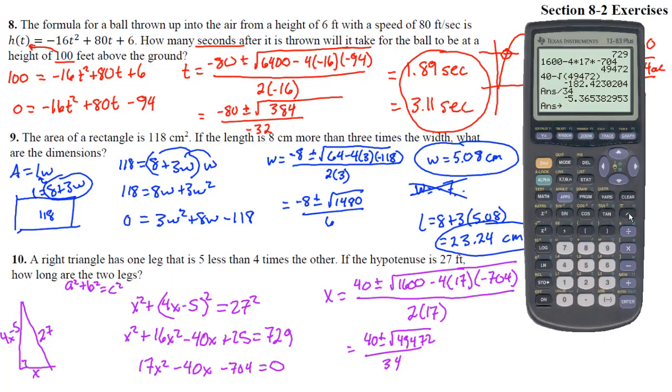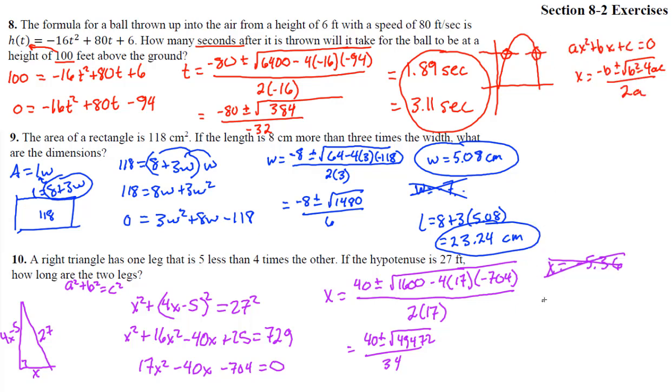Now let's do the real one. We have 40 plus the square root of 49,472. Enter, and then divide that by 34. And we end up with 7.718, so 7.72. X equals 7.72. And this is in feet. So feet, there we go.